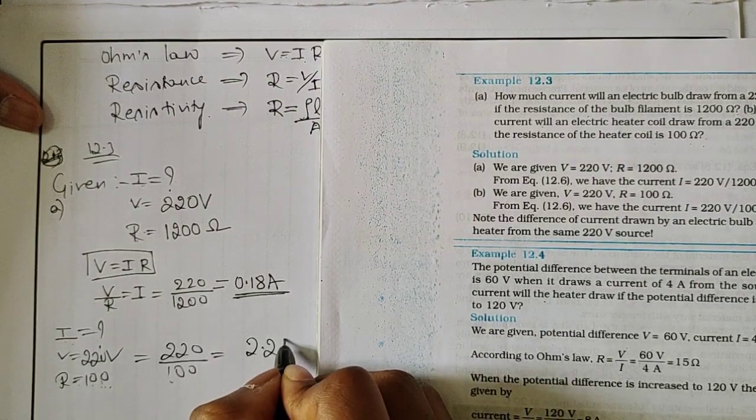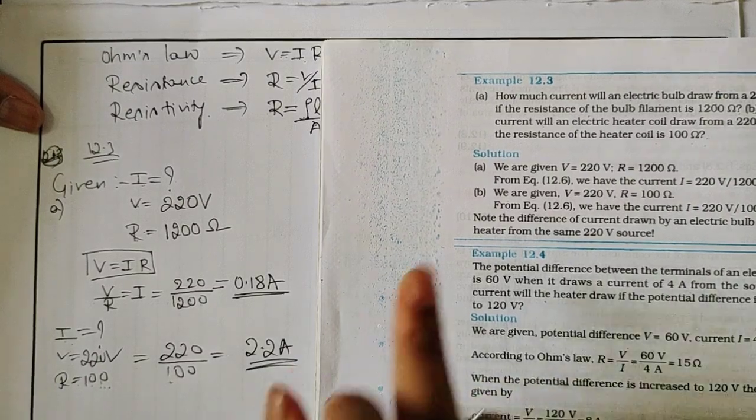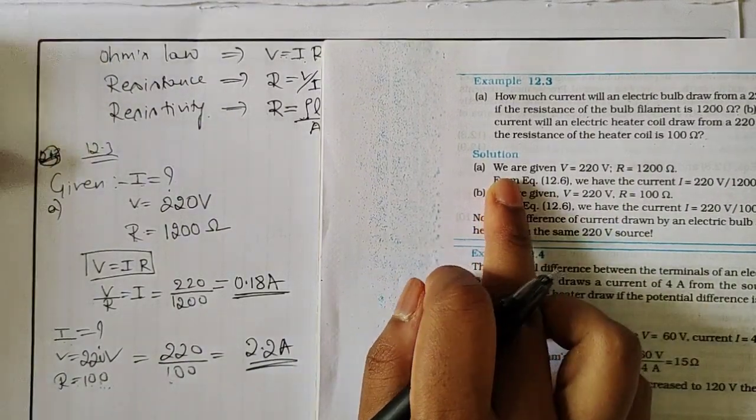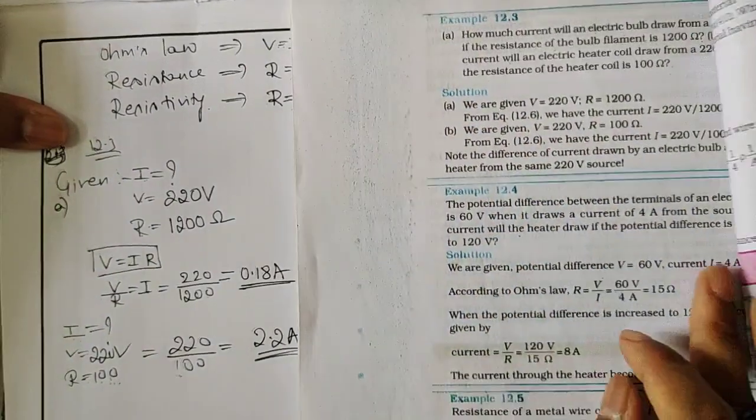You will get 2.2 and the unit is ampere. So this is your answer. So this is an easy question. This type of question you will get only for 1 or for 2 marks. Clear?